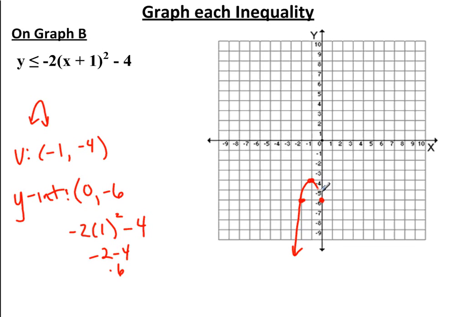Now this one doesn't have any x-intercepts. Okay, so that tells me that when I solve this, I'm actually going to get two imaginary answers instead of two real solutions. So this is a downward facing parabola. It is solid because this is a less than or equal to.